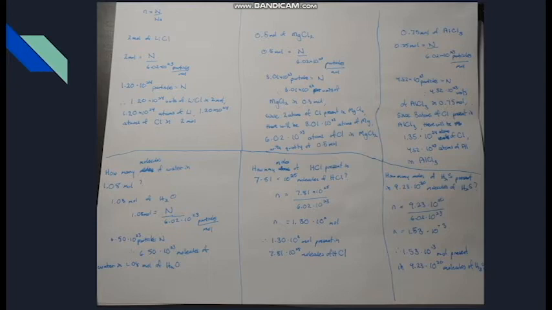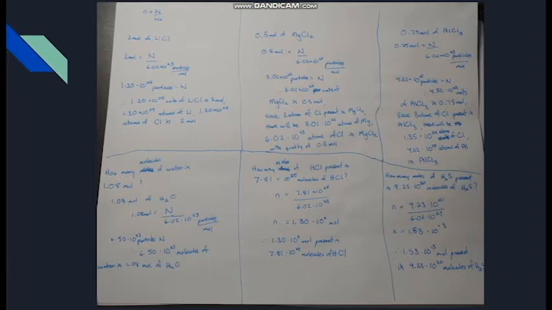Now, looking at 0.5 moles of MgCl2. 0.5 moles is going to be N divided by 6.02 times 10 to the 23rd. Multiply these two together, you get 3.01 times 10 to the 23rd particles of MgCl2 present. However, since there's 2 atoms of chlorine present in MgCl2, we're going to be multiplying the number of atoms of MgCl2 by 2 to get the number of atoms of chlorine within this molecule. So we're going to have 6.02 times 10 to the 23rd atoms of chlorine, and we're going to have 3.01 times 10 to the 23rd atoms of magnesium in MgCl2 within a quantity of 0.5 moles.